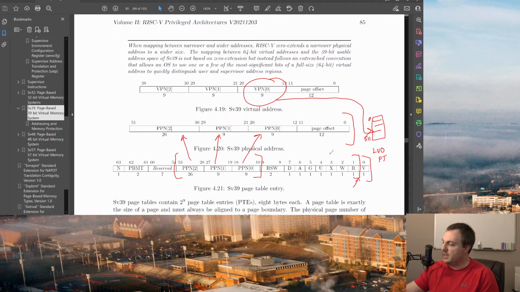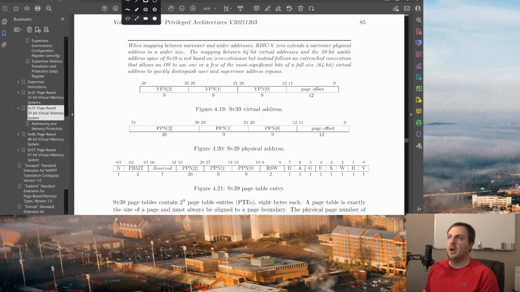Now, since we're at level 0, we are required to have one of these bits, or more than one of these bits, set to 1. The only thing that's forbidden is 000. If it's 000 and we're at level 0, we're going to page fault. So now that we're at level 0, and we don't have a pointer to the next level of page tables, we're going to actually check these bits. If we're doing a store, the W bit must be set to 1. If we're doing a load, the R bit must be set to 1. If it's not, we're going to page fault. If we're doing an instruction fetch, the X bit must be set to 1.